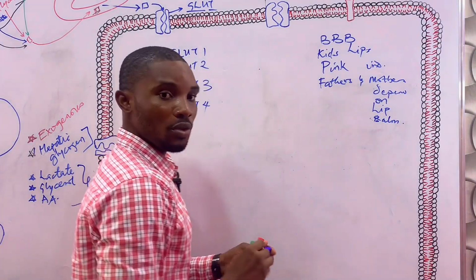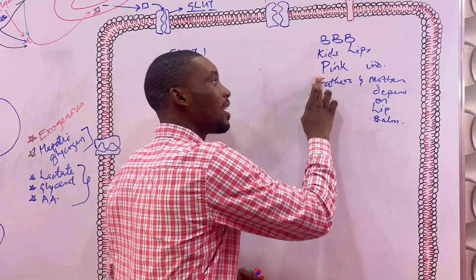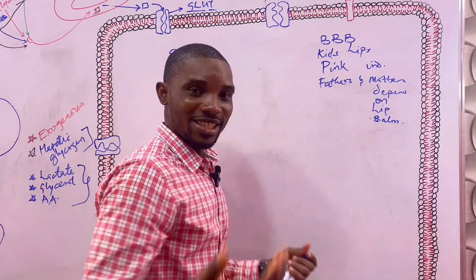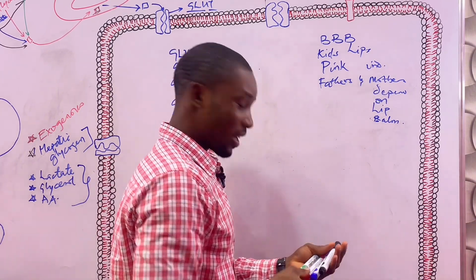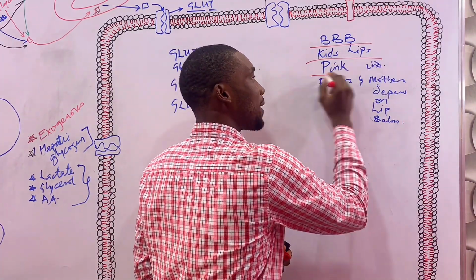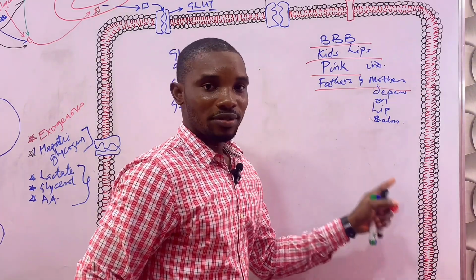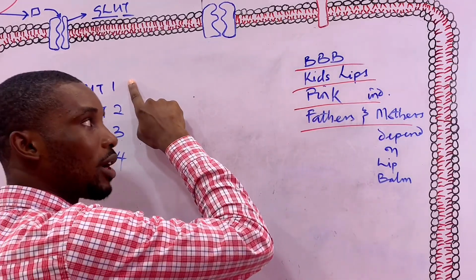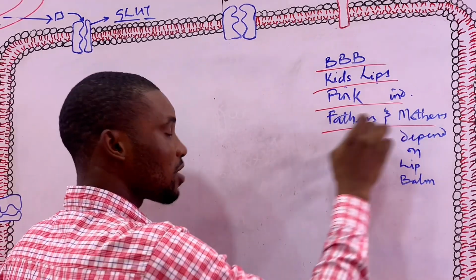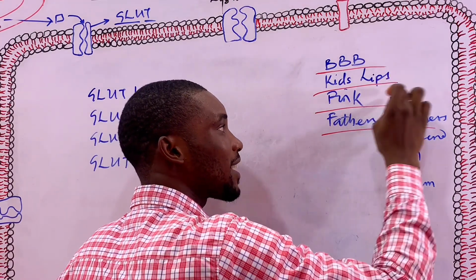Okay, so we have BBB, kids' lips are pink, but fathers and mothers depend on lip balm. Are kids' lips pink? Well, kids these days also use lip balm, all right? So I don't trust them these days. BBB for what? GLUT1, kids' lips for GLUT2, pink for GLUT3, and fathers and mothers for what? GLUT4.